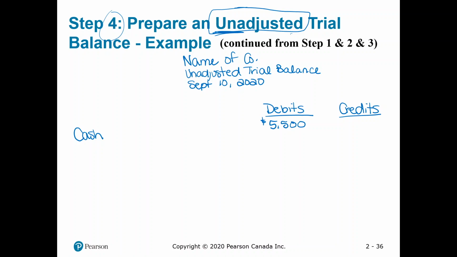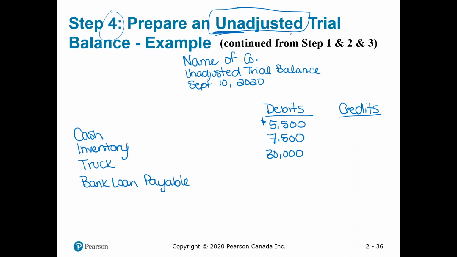But cash there. The next we had was our inventory, $7,500. We had truck, $30,000. And lastly, we had the bank loan payable, which was $43,000, but remember this was a credit. So we need to put it on the right side.